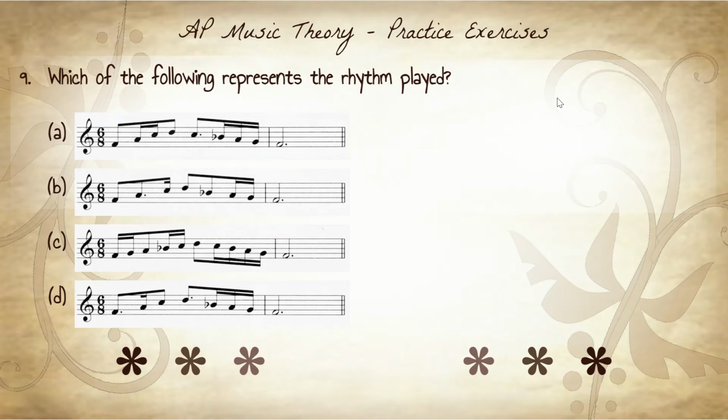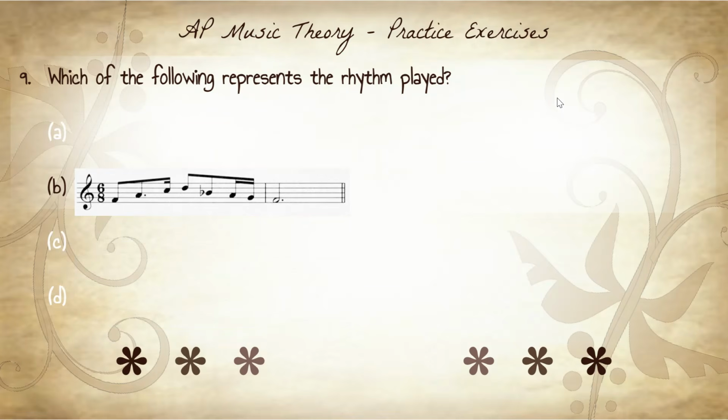Question 9. Which of the following represents the rhythm played? Remember, it's rhythm only. Correct answer is B. The beat 2 of measure 1 is identical in answers A and D. Answer B is the only choice with a dotted note in the middle of beat 1.